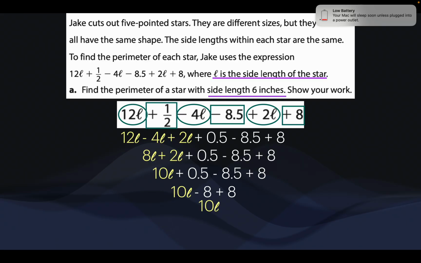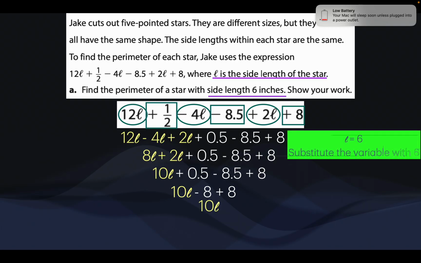Once you get 10L, you are not done, however, because we just did the work to get to the part where we can actually solve it. We need to look back up where it tells us that the side length is 6. So L equals 6. So we're going to substitute 6 in for L, which means that now we have 10 times 6, which tells me that it is 60 inches. So the answer is 60 inches.